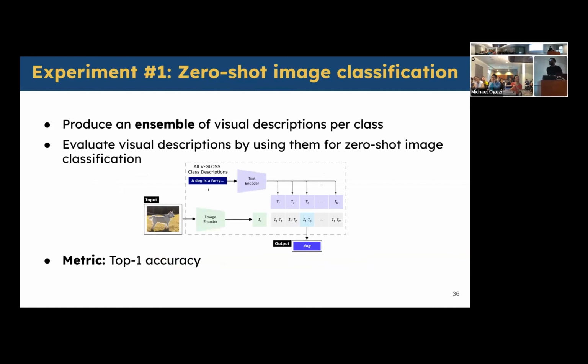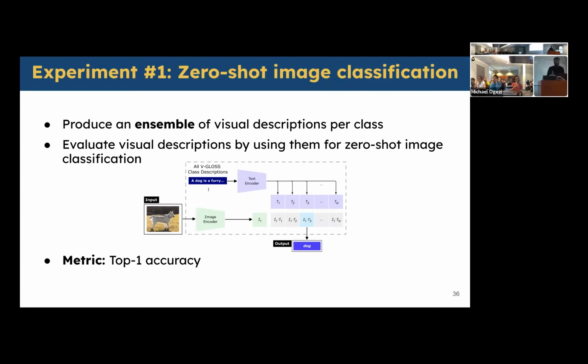So experiment 1. Here we want to produce an ensemble of visual descriptions for each class. And what we mean by ensemble is that for each class, we want to produce, say, 50 descriptions, encode them and find an average representation of those things. And then we use these visual descriptions for zero-shot image classification.